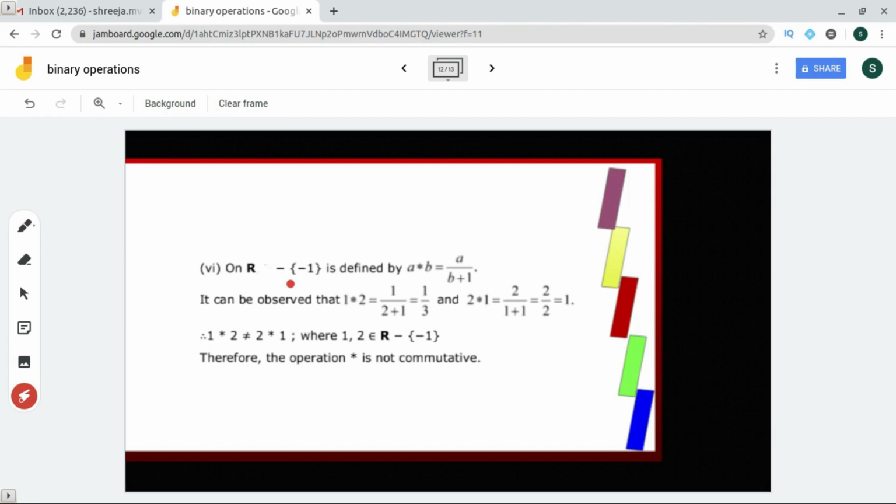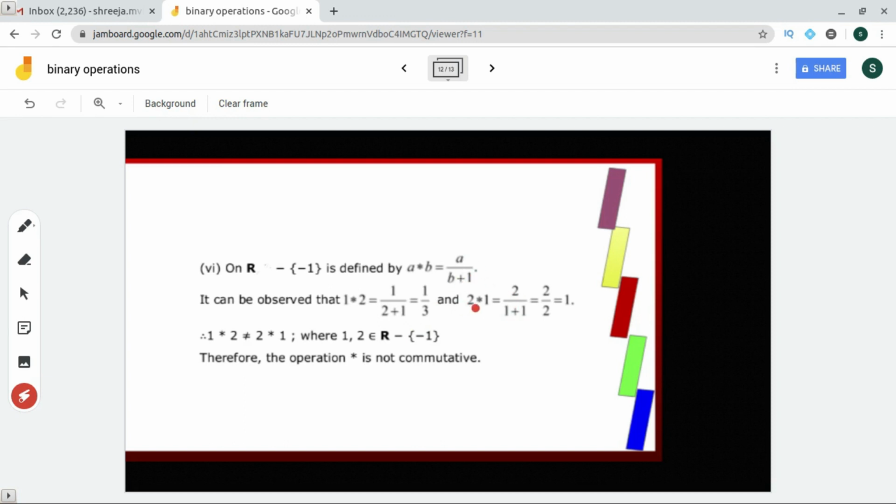On R minus {minus 1}, star is defined as A star B equal to A divided by B plus 1. 1 star 2 is 1 divided by 2 plus 1, that is 1 by 3. 2 star 1 is 2 divided by 1 plus 1, A divided by B plus 1.